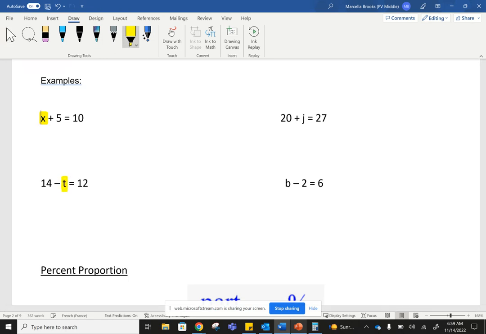So 14 minus t, t is the variable. b minus 2, b is the variable. And once again, up top, j is the variable, but it won't let me highlight it. So basically the variable stands for a number we don't know. So when you were in grade school, instead of putting a letter there, we would put a blank, and we'd be like, blank plus 5 equals 10. So it's the same thing. It's a blank, okay? It's a number we don't know. So what plus 5 equals 10? That's right, it's 5. So x equals 5.